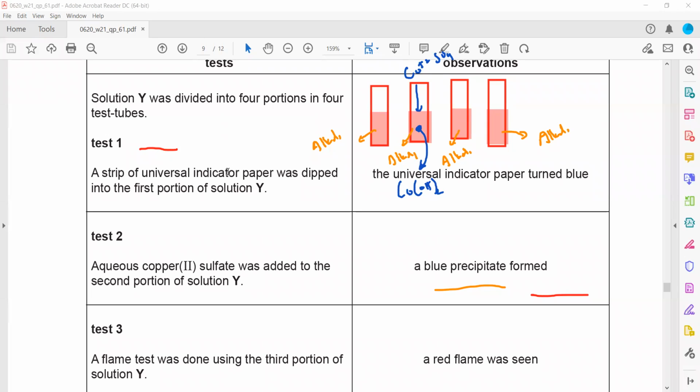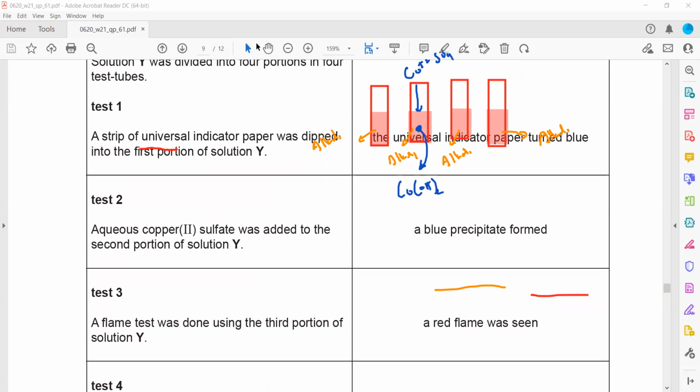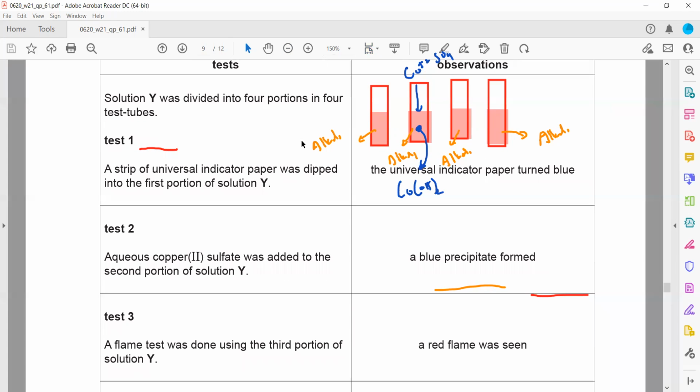Then in test 3, a flame test was done. In the third portion, we carried out a flame test and it gives a red flame. So which metal gives a red flame? You have to learn the flame colors: lithium, sodium, potassium and copper. Lithium is red in color, sodium is yellow, potassium is lilac, and copper is green or blue. So this gives a red flame, which confirms that lithium ion is present.